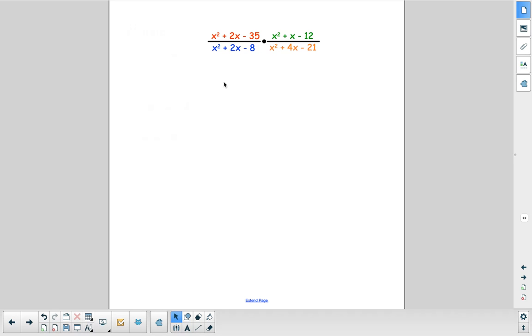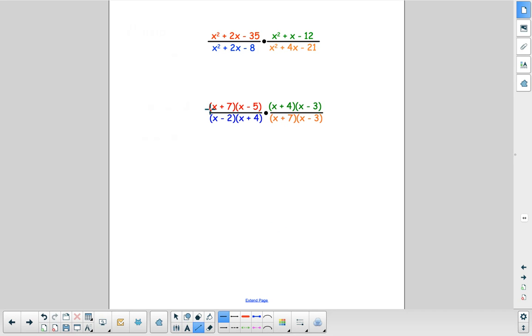So let's see. When I factor them, this is what I get. X plus 7 times x minus 5, x plus 4 times x minus 3, x minus 2 times x plus 4, x plus 7 times x minus 3. Then from here, I cancel what they have in common. So I notice right away there's an x plus 7 in this numerator and an x plus 7 in the denominator over here. So I'm going to cancel those.